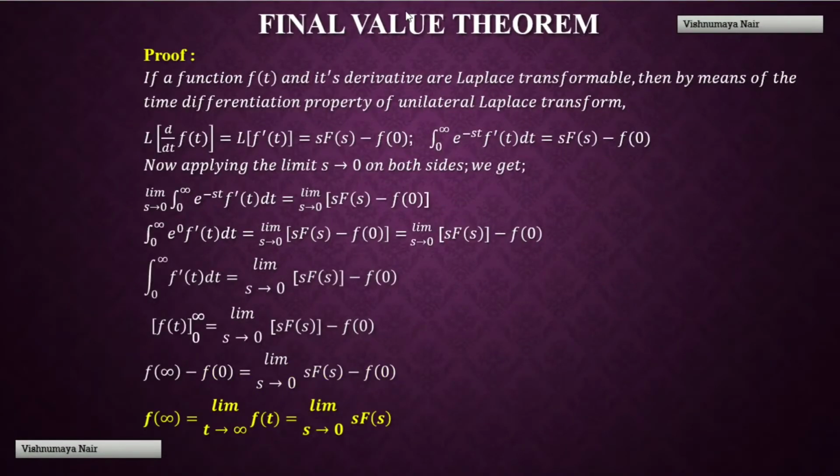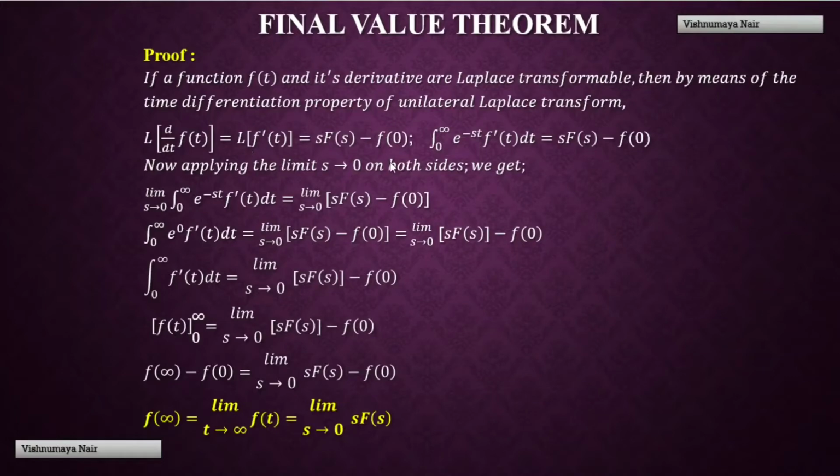Now let's go through the derivation of this theorem. If a function f(t) and its derivative f'(t) are Laplace transformable, then by means of the time differentiation property of unilateral Laplace transform, we have Laplace of d by dt of f(t) is equal to Laplace of f'(t) is equal to s F(s) minus f(0).